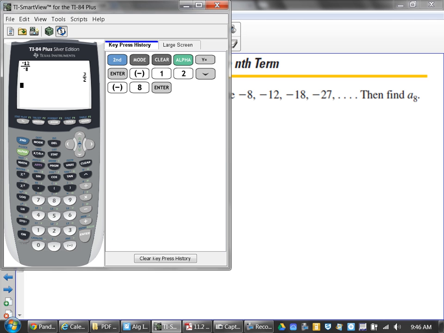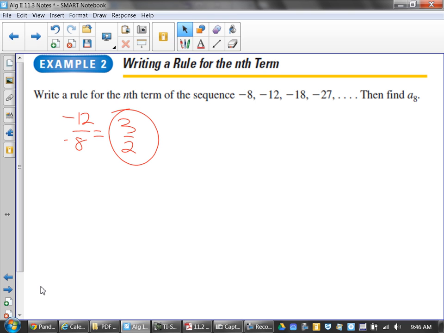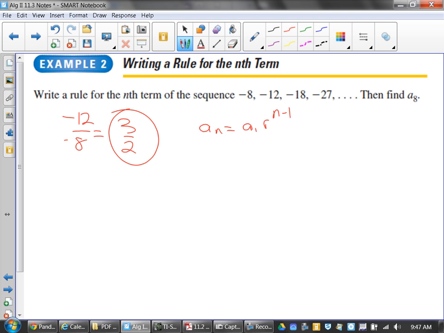It should be fine. Okay, is everybody okay with that? Very easy to work with. So our common rate is 3 halves. So our nth rule is your first term, r to the n minus 1. We agree? Not that bad.